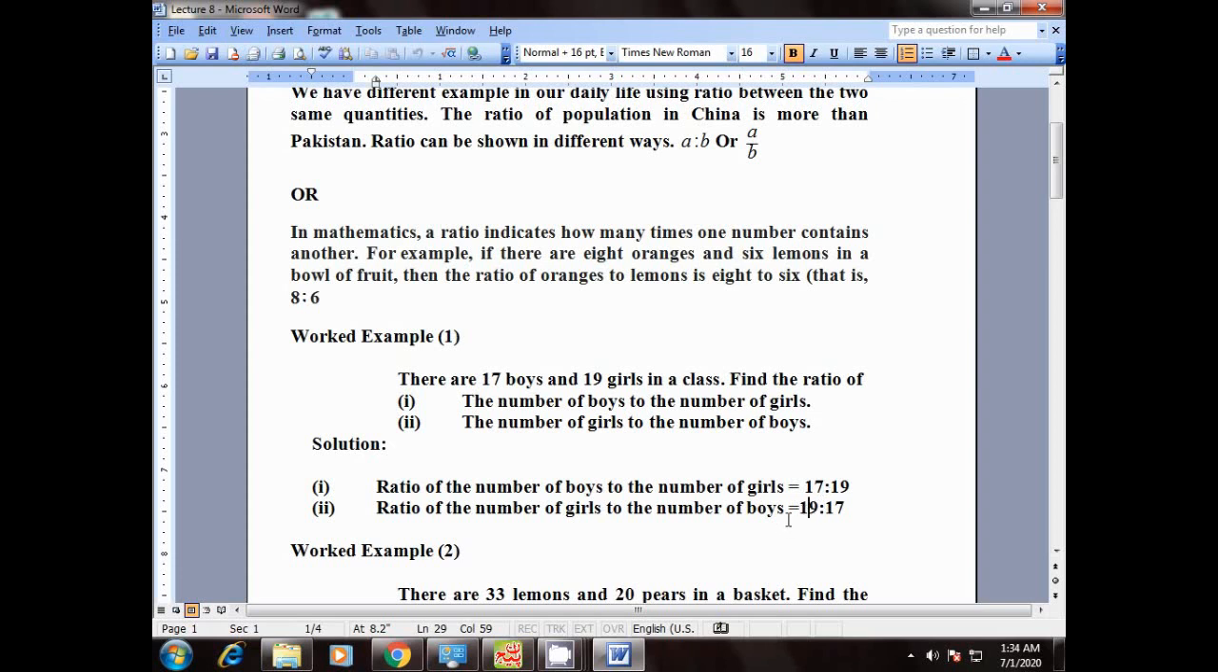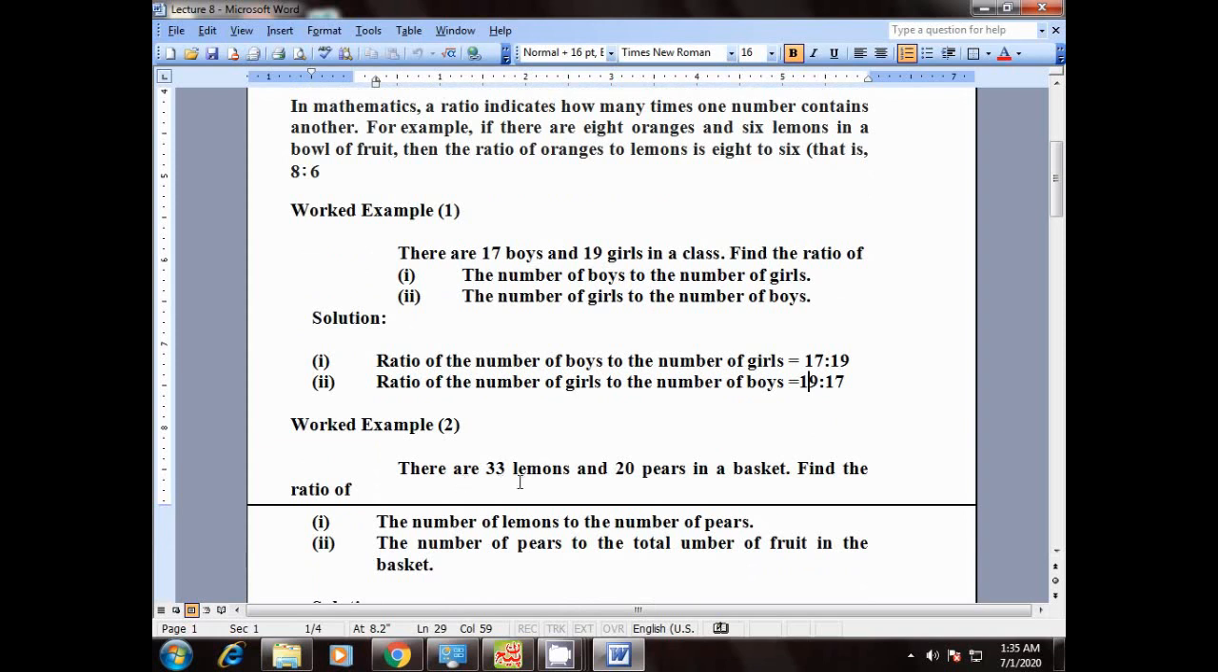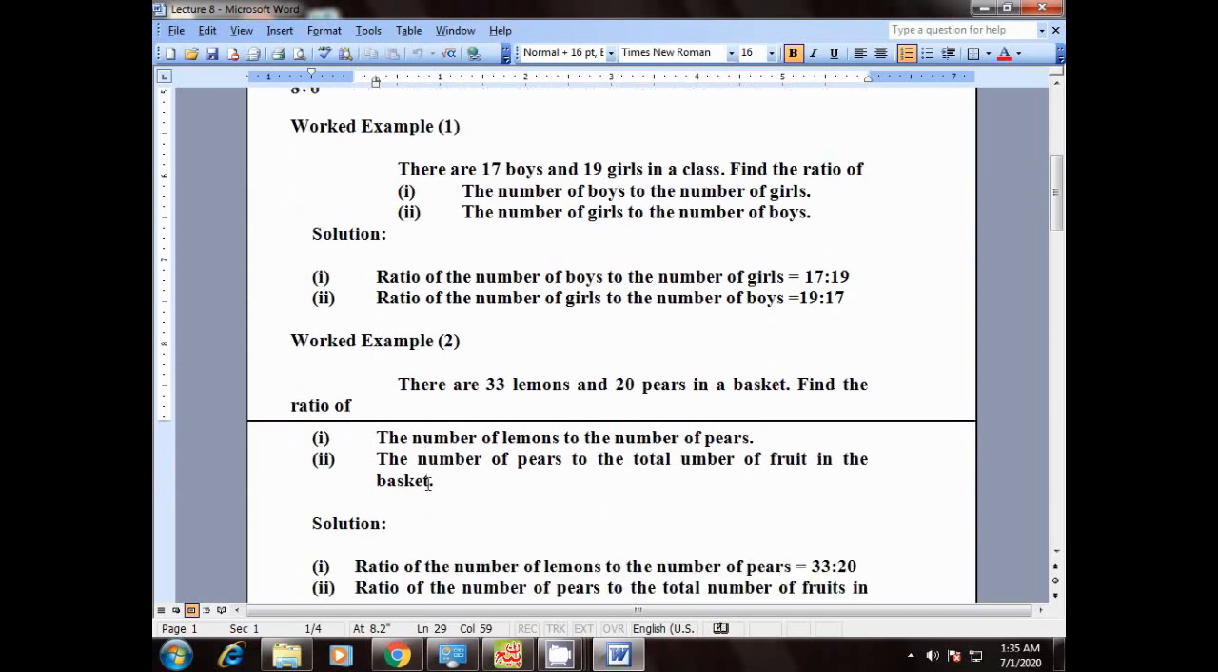Worked example 2. There are 33 lemons and 20 pears in a basket. Find the ratio of the number of lemons to the number of pears, and the number of pears to the total number of fruit in the basket. Now total number of fruit means number of lemons plus number of pears. Let's find their ratio.